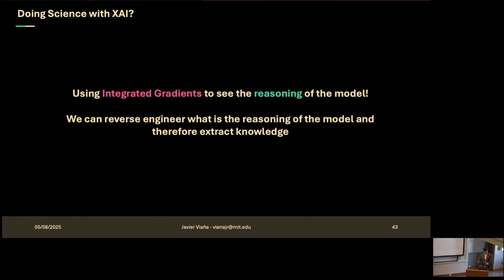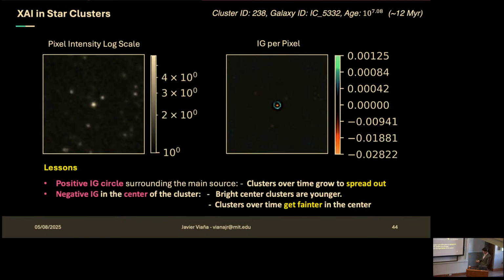So now, let's go back to the explainable AI part. How can we use integrated gradients here to see the reasoning of the model? Now, this is my favorite part of the talk. Can we reverse engineer the reasoning of the model and therefore extract knowledge from there? Turns out we can.